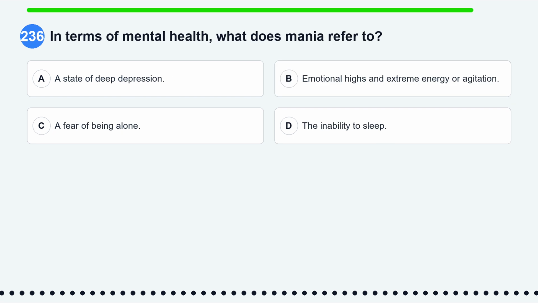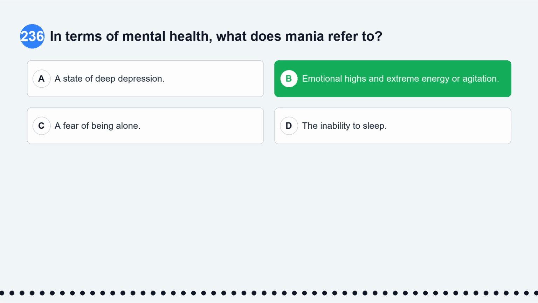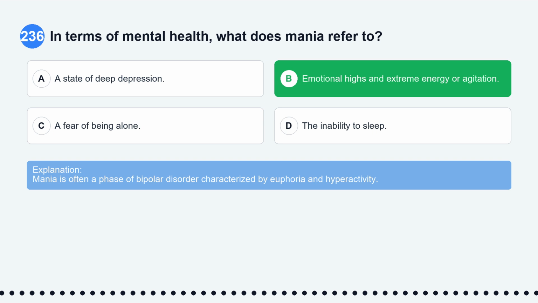Question 236. In terms of mental health, what does mania refer to? Option A, a state of deep depression. Option B, emotional highs and extreme energy or agitation. Option C, a fear of being alone. Option D, the inability to sleep. The correct answer is option B, emotional highs and extreme energy or agitation. Mania is often a phase of bipolar disorder characterized by euphoria and hyperactivity.